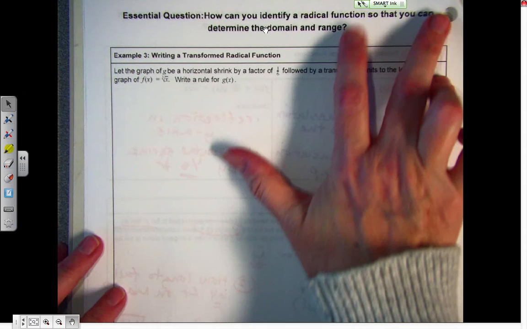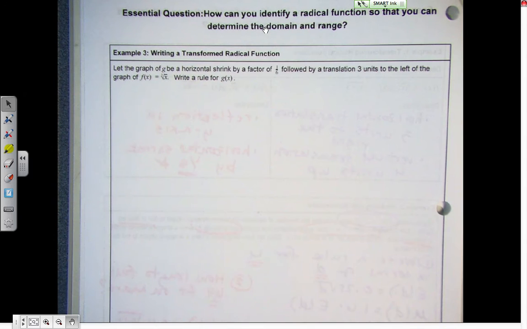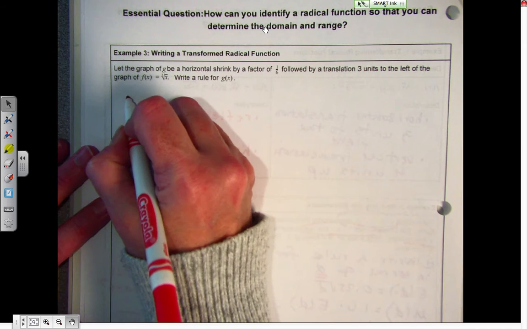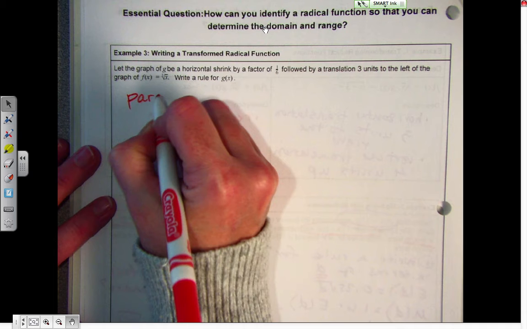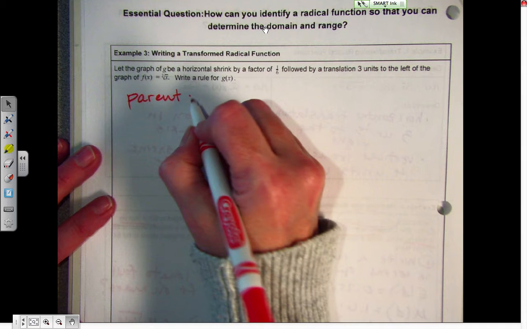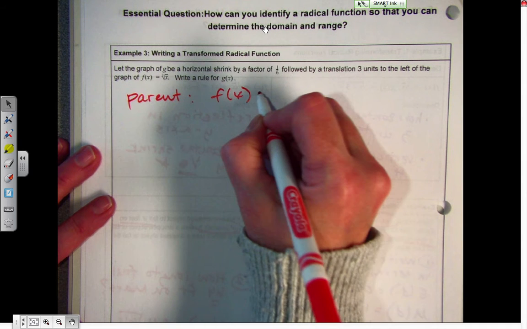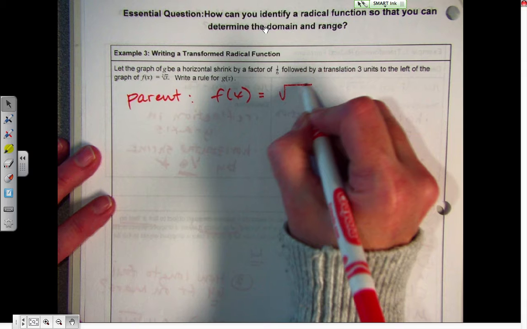Example 3. Let the graph of g be a horizontal shrink by a factor of 1/6, followed by a translation 3 units to the left of the graph f of x equals the cube root of x. Write a rule for g of x. So our parent function is f of x equals the cube root of x.